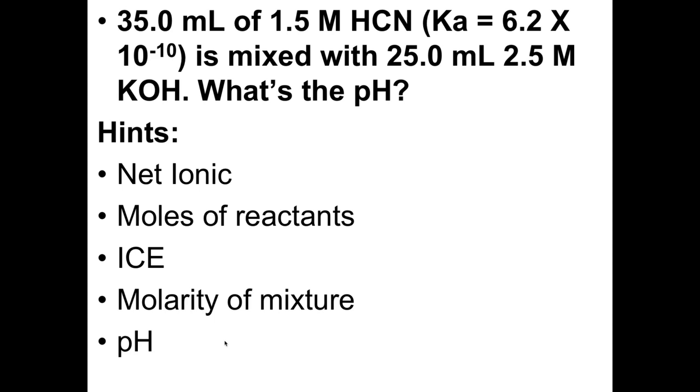Okay, here is the next problem for this. We have 35 milliliters of 1.5 molarity HCN. Ka is going to be 6.2 times 10 to the negative 10th. It's mixed with 25.0 milliliters of 2.5 molarity KOH. What is the pH? Hint: net ionic, moles of reactants, ICE, molarity of the solution, and pH.